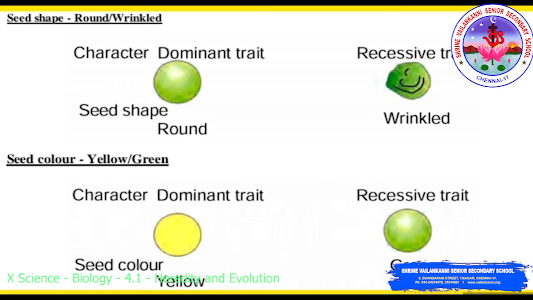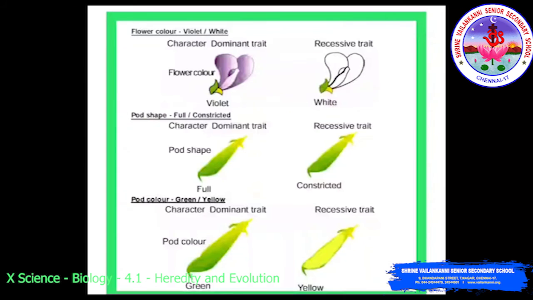Next we move on to seed color, yellow and green. He found a variation of color: one is yellow and the other is green. Here you can see that the dominant trait is yellow and the recessive trait is green. There will be the visible colors of yellow and green in these seeds.